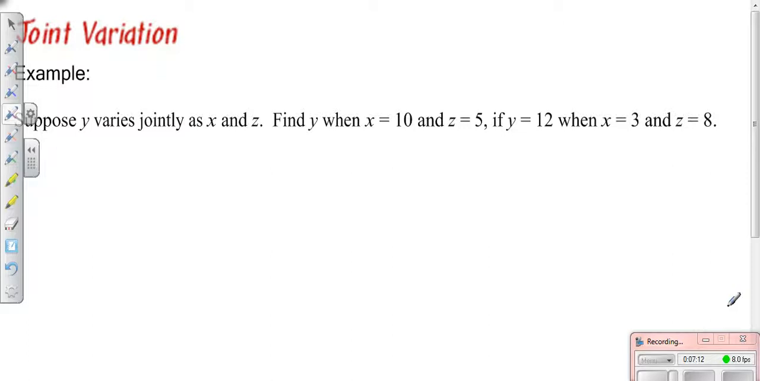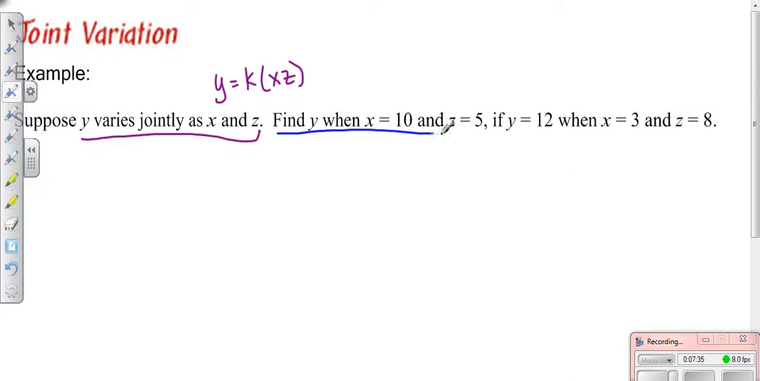Joint variation example. Suppose that y varies jointly as x and z. So here's my generic. Now remember, in multiplication I can do these in any order, but I want to think about this k as being a separate value. So find y. So they've reworded this question. So this is actually my part 2.